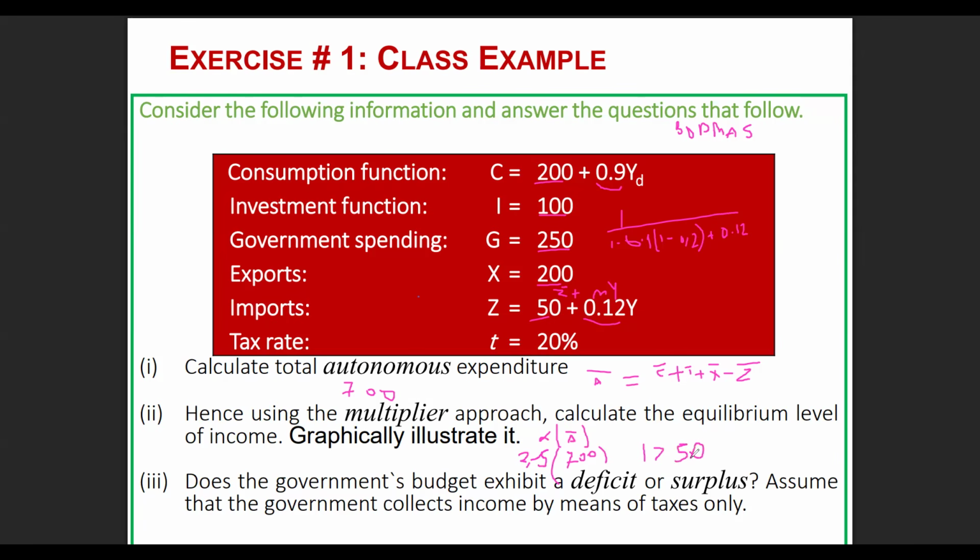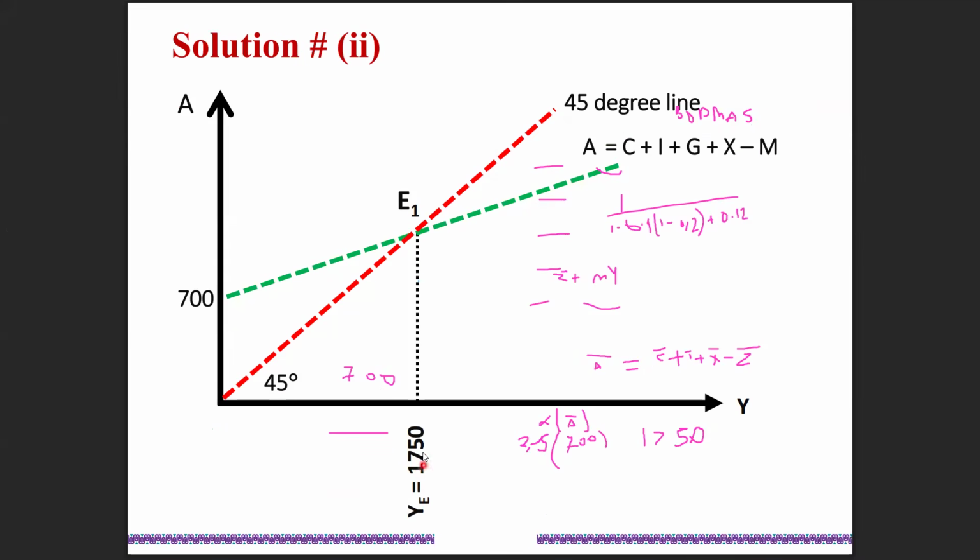And I did see they said you must graphically illustrate it, and they did. There is a graph here. You can see we have 1,750, which is our equilibrium income, right? It's here. And then 700 is here because we added all the autonomous components of aggregate expenditure, so it's 700. And then this is our 45-degree line, and this is our aggregate expenditure. We got 700, and then this is our income.